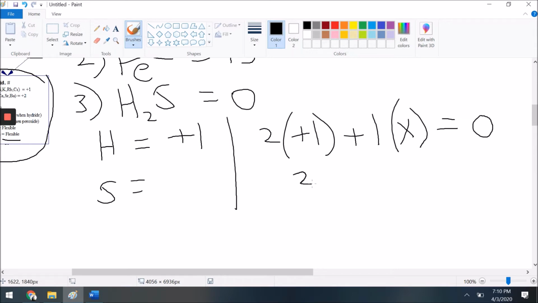This is 2. This is plus X. I'm going to set it equal to 0. So which means, guess what? X is going to be -2 for the oxidation number for sulfur. Okay, let's look at 2 more examples.